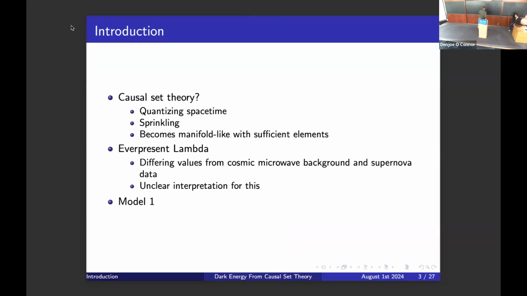The first thing I want to talk about is what causal set theory is, because this is fundamental to ever-present lambda and everything we're doing in general. First thing to note is that it's a method of quantizing space-time into discrete space-time events. Each causal set is a partially ordered set with the relation that x would be related to y if x is in the past light cone of y.